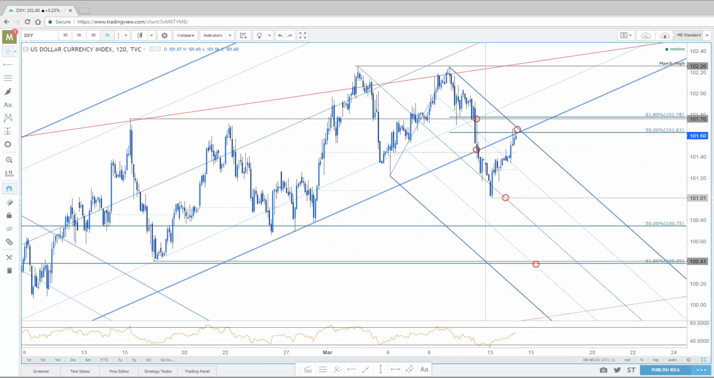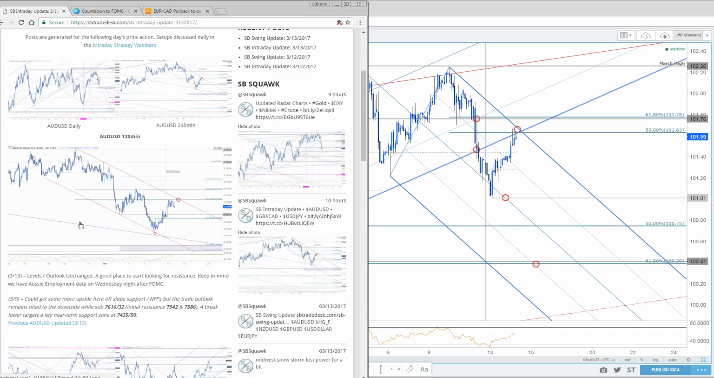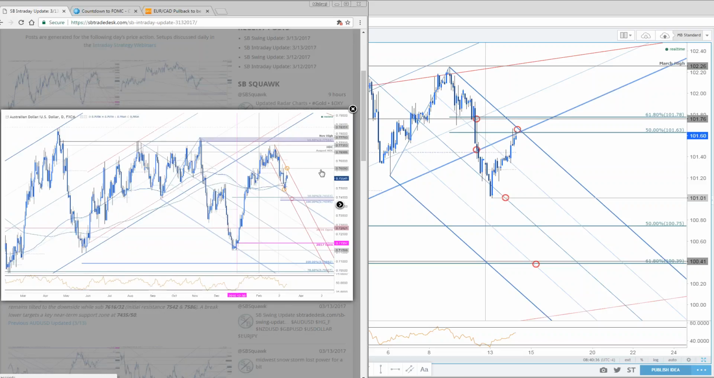Aussie, Aussie, where art thou, Aussie? Here we go. For those of you on the swing side of things, we're still holding those shorts. No change on that front. For my intraday guys, we just had another opportunity to try to take this lower, and yesterday was that opportunity.